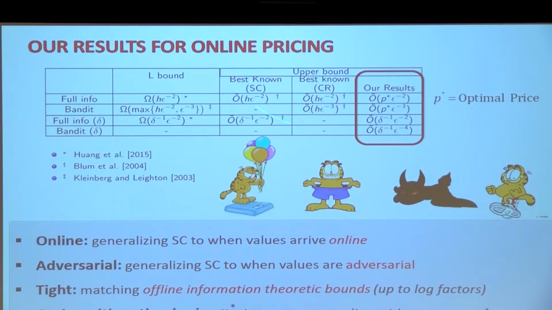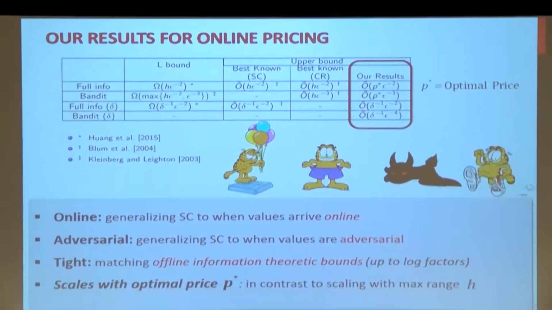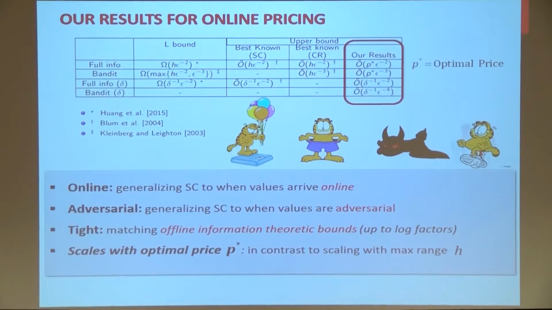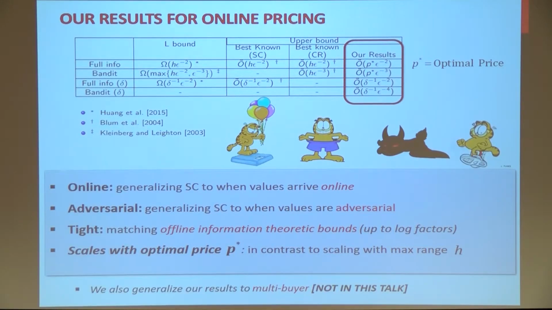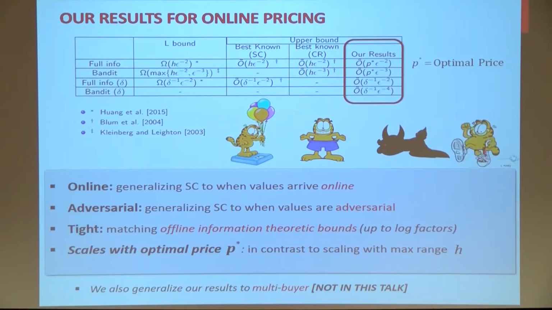And this is the reason I actually like this result: the convergence rates scale linearly with the optimal price and not the maximum range. So for example, if you are in a scenario where you have a loose upper bound on the range of the values, then you are not going to lose a lot of regret, or get a bad convergence rate. And these results can be generalized to the case of learning Myersonian-like auctions, which I'm not going to talk about in this talk. We have results in the paper.